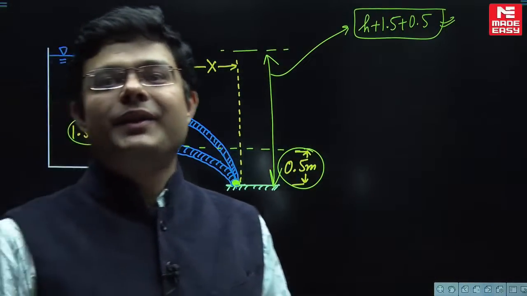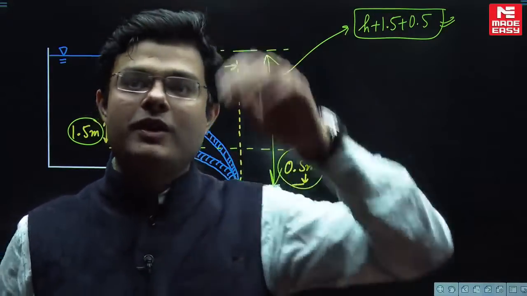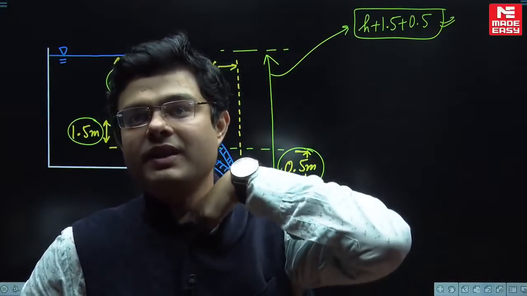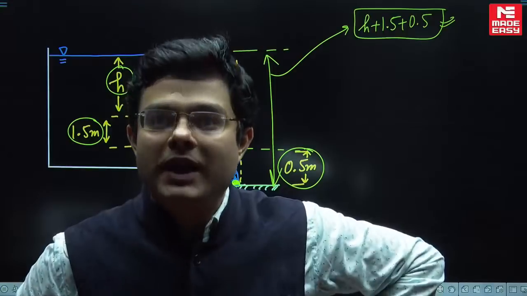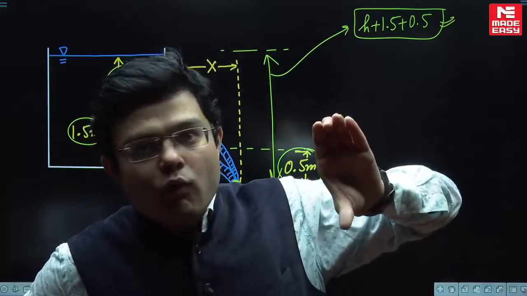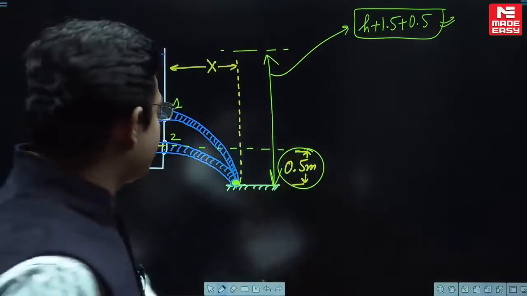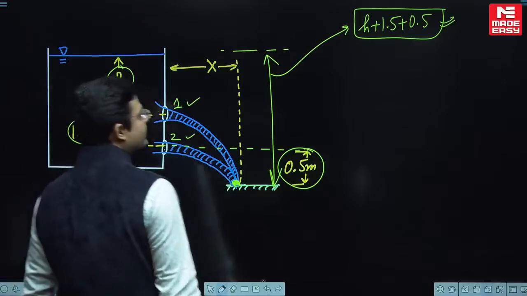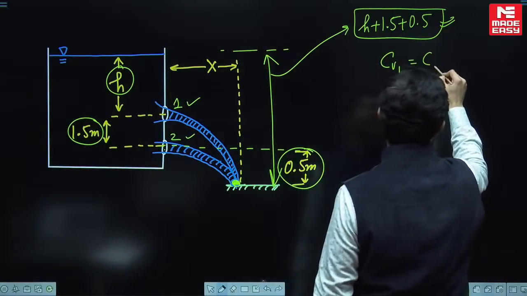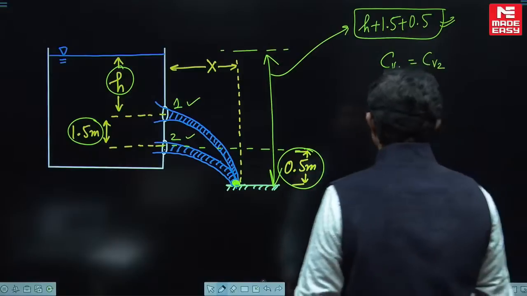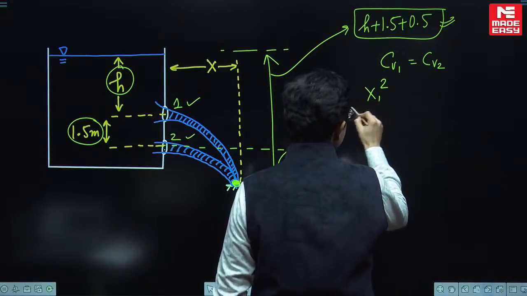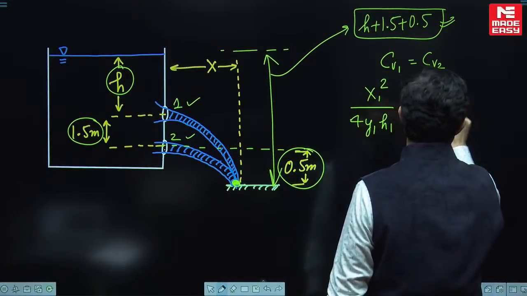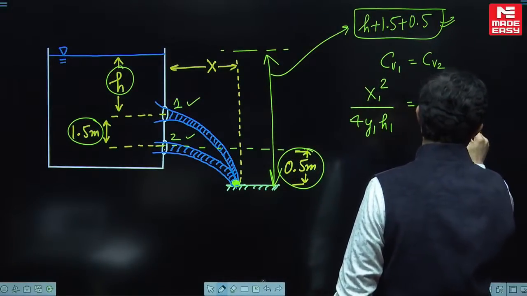How to solve? If you remember, in the classroom you would have been taught the experimental calculation of Cv, the coefficient of velocity. What is the formula? Cv equals under root of x square divided by 4yh, where x is the horizontal distance and y is the vertical distance from the center of the orifice till the reference point. The important thing is both these orifices are identical, so Cv for the first orifice and Cv for the second orifice is going to be the same. Therefore x1 square divided by 4 y1 h1 is equal to x2 square divided by 4 y2 h2.